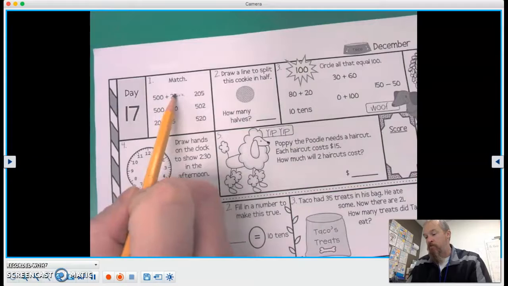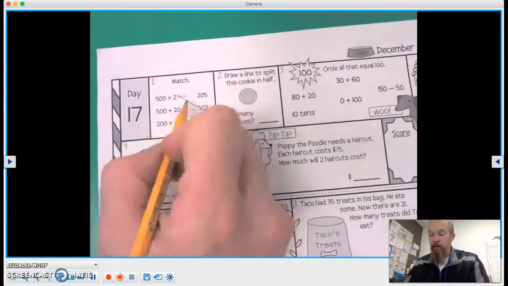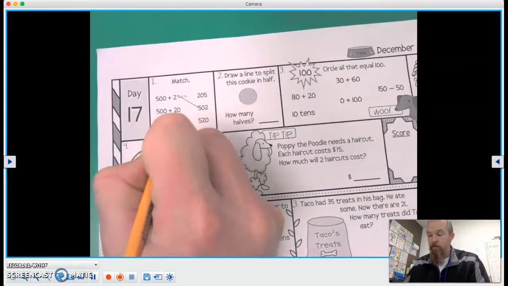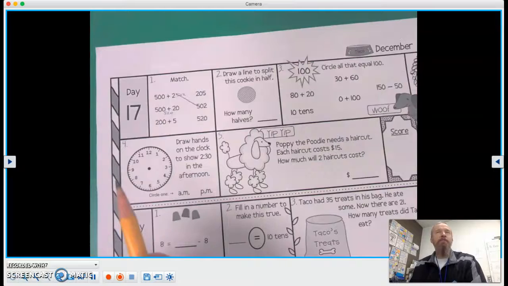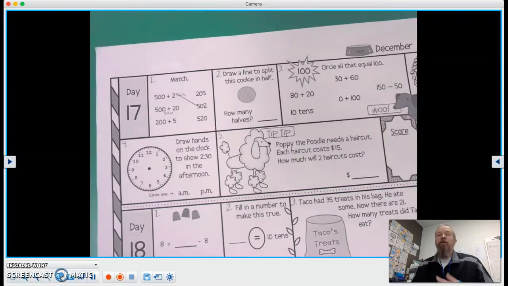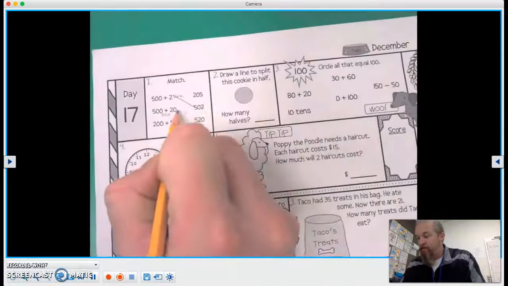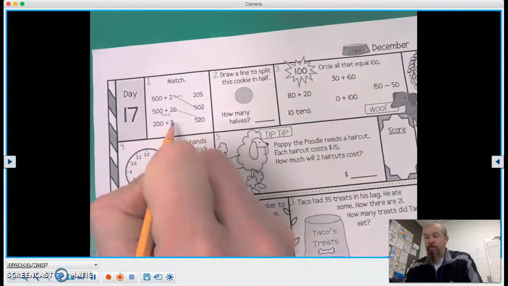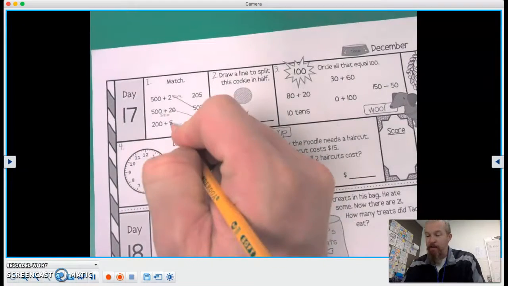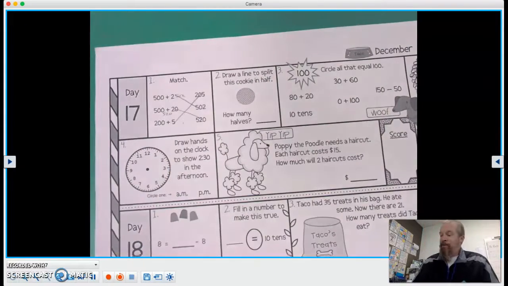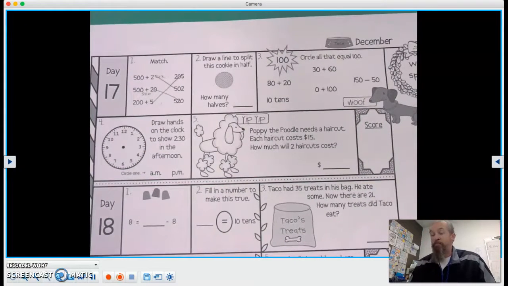And here's our match. 500 plus 20 would be 520. It's almost like doing, instead of trying to add 20 onto 500, it's almost like doing our expanded form, isn't it? You think about that. 205 would be 205, right? Expanded form.